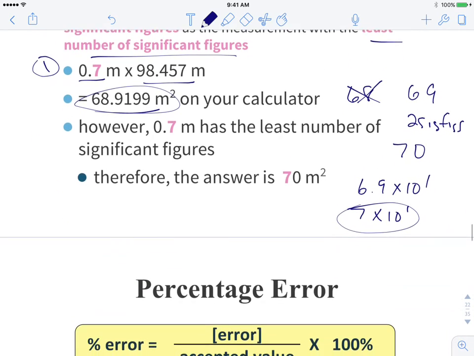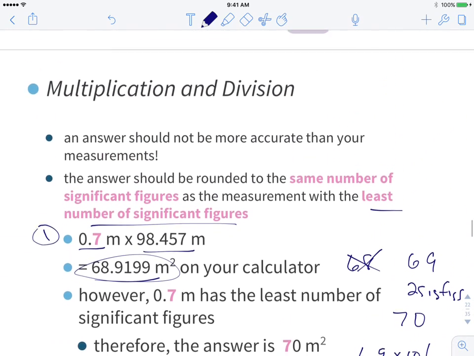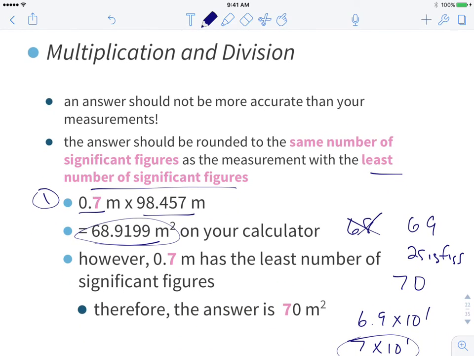So this is our spiel on significant figures. I'm going to stop here for now. This is longer than I thought it would take to make this video. But hopefully, practice some of these. I'll give you one more just for fun.